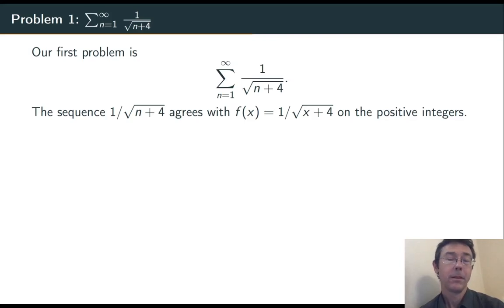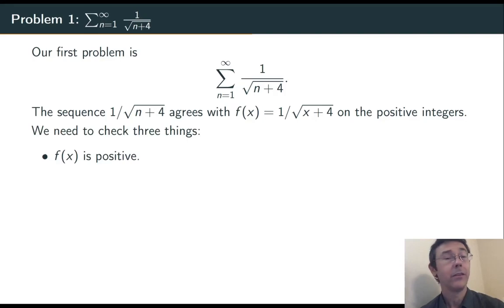Problem 1. Sum from n equals 1 to infinity, 1 over the square root of n plus 4. So the corresponding function is 1 over the square root of x plus 4. Before we can apply the integral test, we have to check 3 things. Is that function positive? Yes. The square root of x plus 4 is always positive, therefore so is f of x.